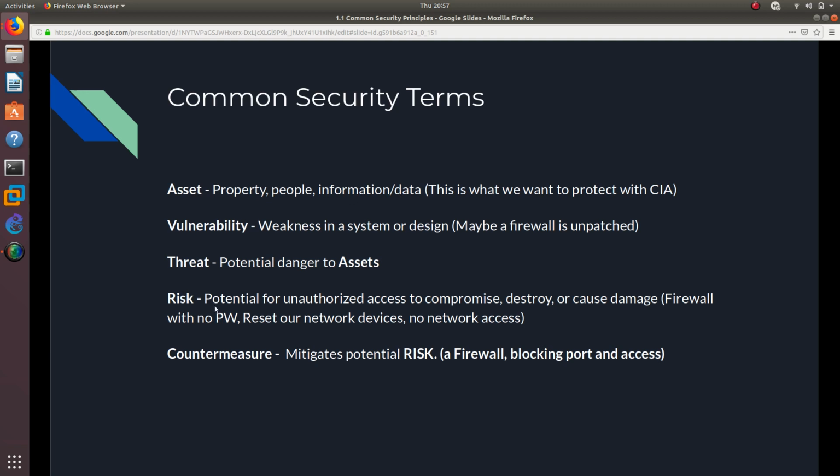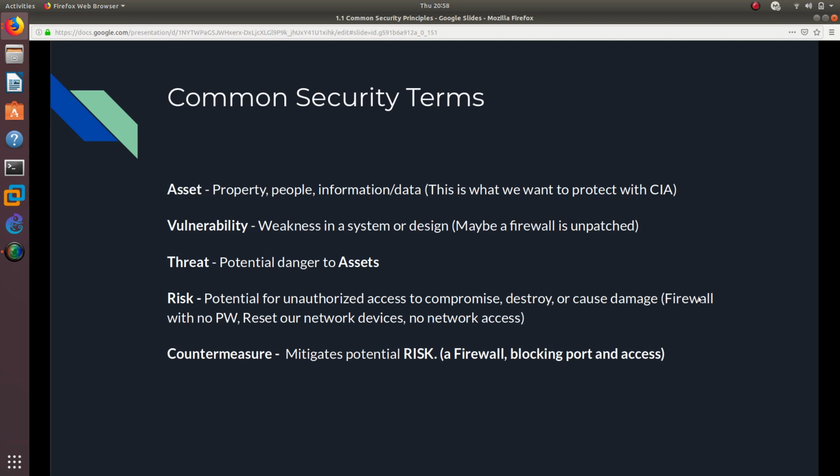And risk. Risk is a potential for unauthorized access to compromise, destroy, or cause damage, right? If somebody is not authorized, that means they are breaking confidentiality, right, guys? It's a risk, which means people that are not authorized to have access to your data are going to be able to access it. So you want to protect that with confidentiality as well, so they do not compromise your company, destroy anything, or cause any damage.